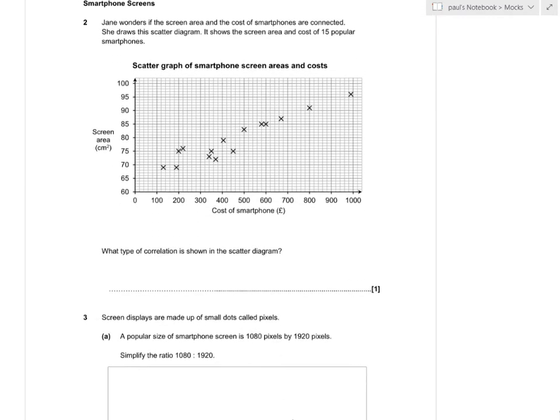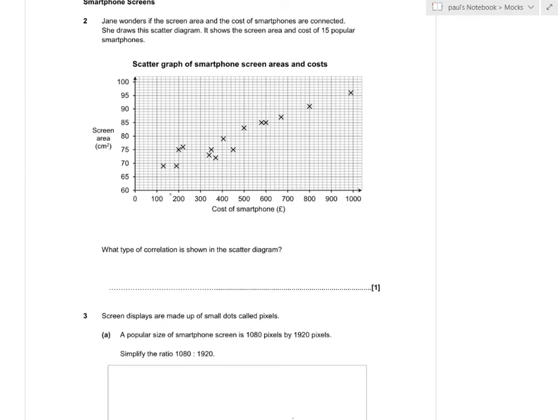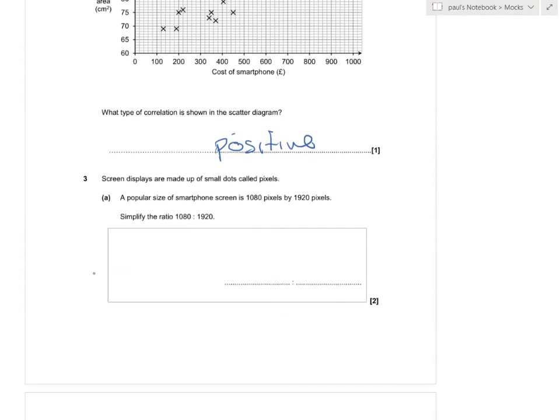Right, here's some screens. What type of correlation? Going uphill, so it's positive. Popular size of smartphones is 1080 by 1920. Simplify the ratio. So 1080 over 1920, I'm writing it as a fraction, aren't I? Never mind, doesn't matter. I'm going to halve that.